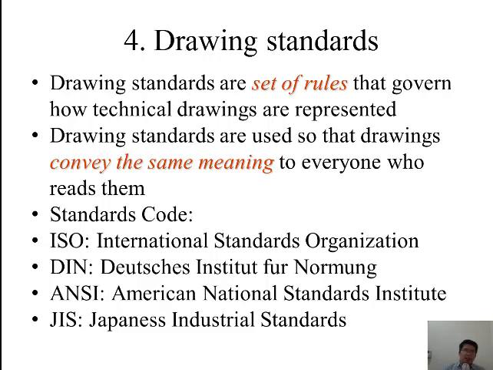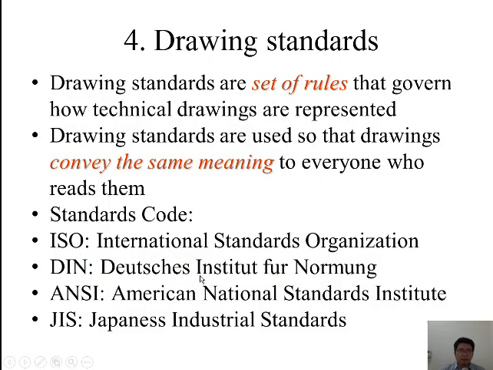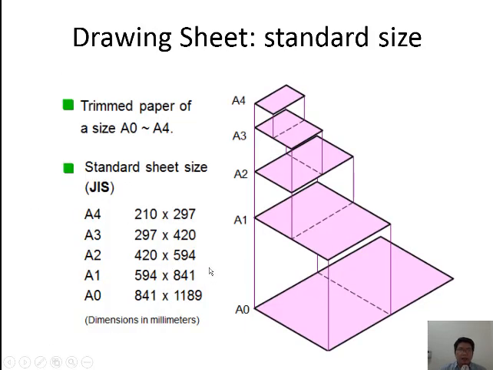For the drawing standard, we have many different drawing standards like ISO, DIN and JIS, but in this course we will use only ISO. For other standards, please take a look at the textbook. Next, drawing paper standard size. We usually use from A0 to A4. So how do we recognize them? A4 is 210 times 297, the smaller size.